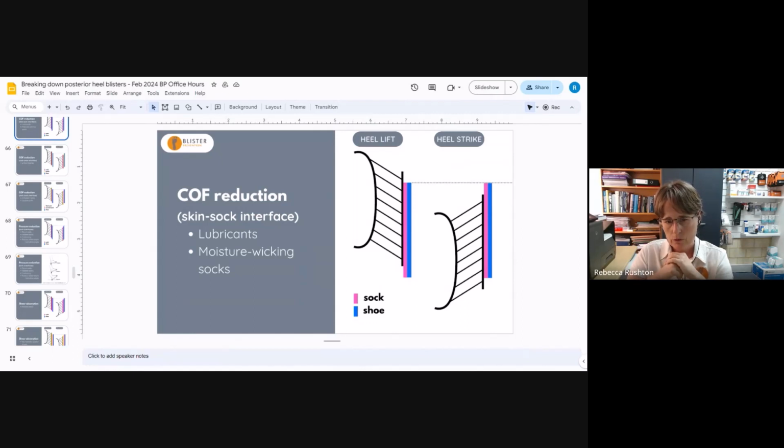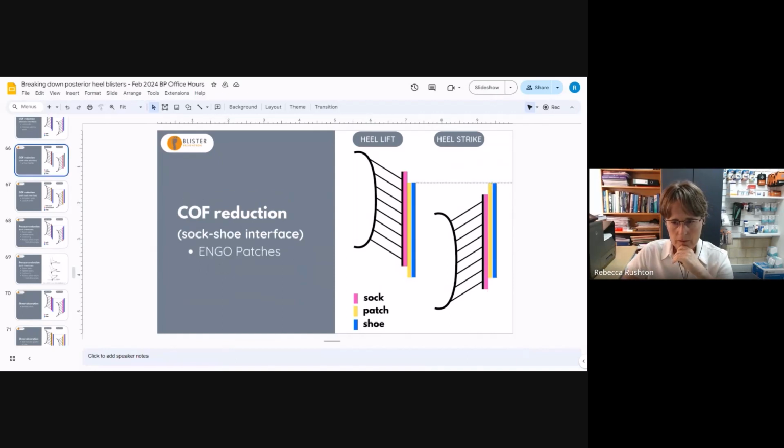Now, I think that you can appreciate whether you've used lubricants on your foot or not. Most people have used a moisture wicking sock. Lubricants obviously make it slippery. I don't feel that my foot's that slippery when I wear a moisture wicking sock, even when I've been exercising for a while. So with each mechanism, different strategies can work better than others, if you know what I mean.